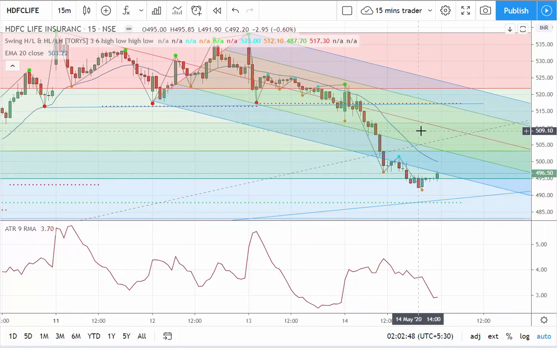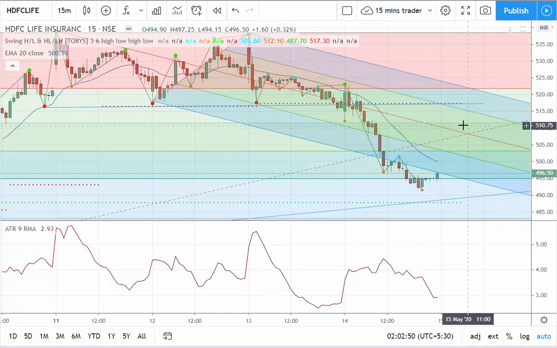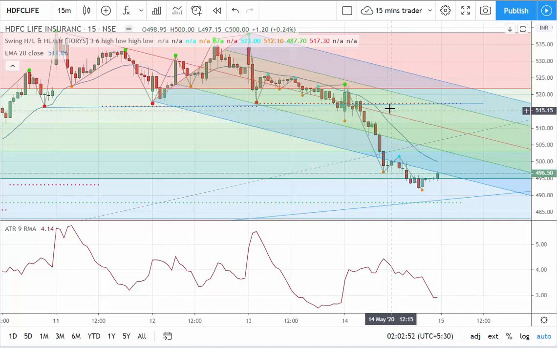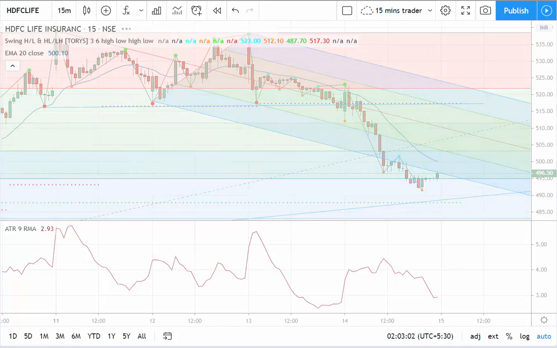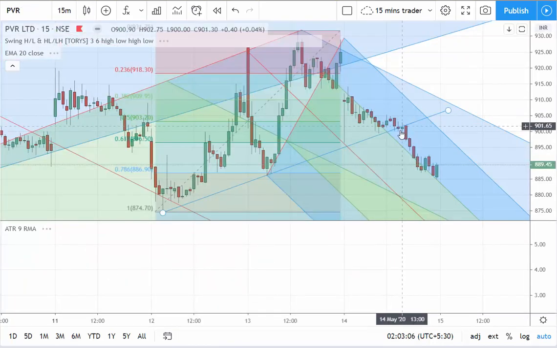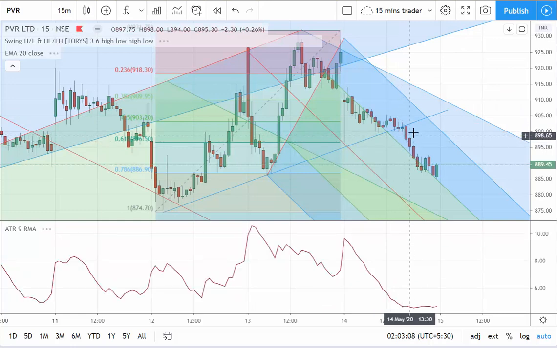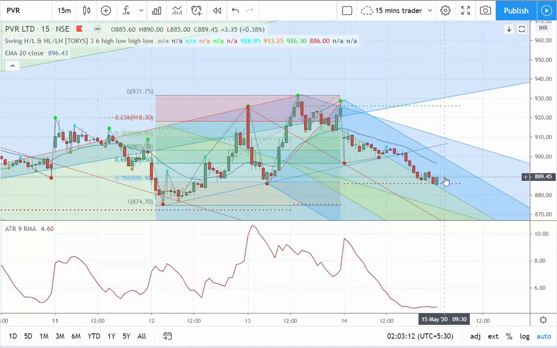So this is the HDFC Life 15 minute chart. I've shorted it today at 515 and I booked it at 503. This is the PVR 15 minutes chart. In this I have sold it at 900 and booked it at 892.